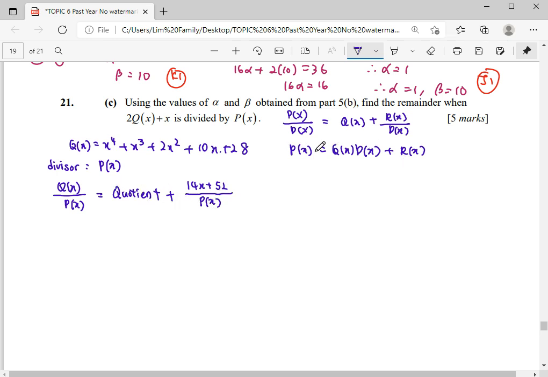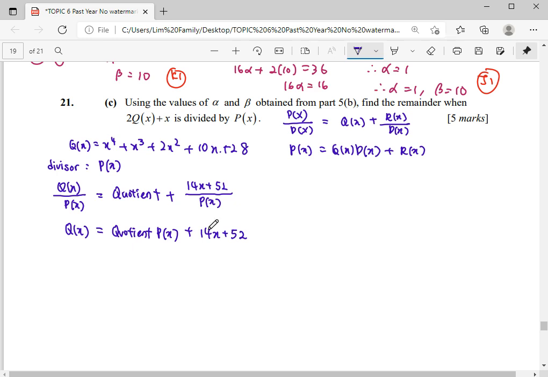Okay, so this is our writing on our division. I can write it in equation form, not in fraction form. So my qx will be equal to the quotient times our divisor, and then plus 14x plus 52. So you can see our polynomial is qx, our quotient we don't know, but our divisor we know is px, and our remainder here is 14x plus 52.